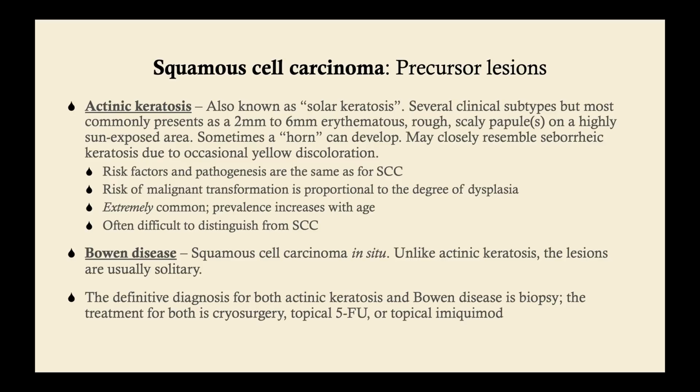The definitive diagnosis, both for actinic keratosis and Bowen's disease, is biopsy. And the treatment is typically the same for both of them. Cryosurgery, you can also use topical agents, 5-fluorouracil, and imiquimod. Imiquimod stimulates the immune system and will help with resolving these things.